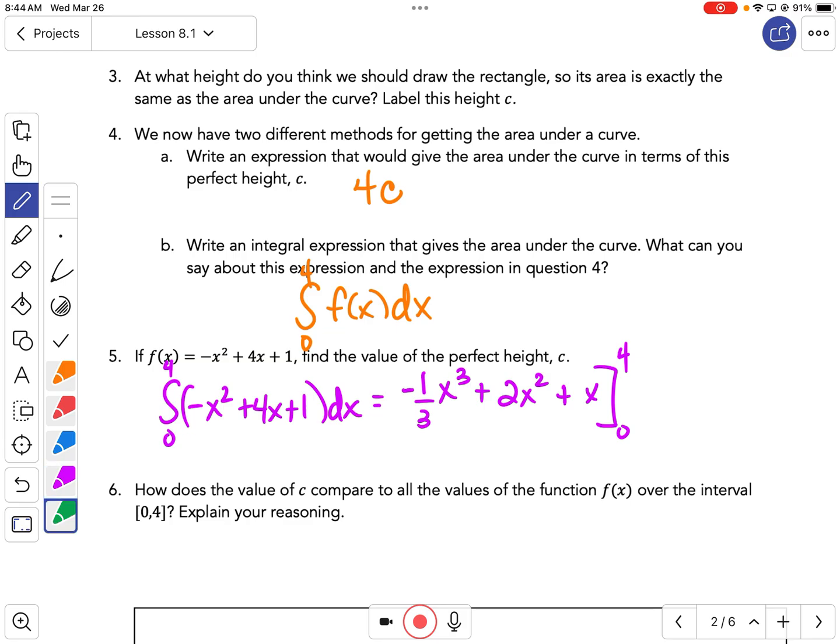Okay. Which value do we plug in first? 4. Okay. So 4 cubed would be 64. So I have negative 64 over 3 plus 2 times 16, which would be 32, plus 4. Okay. Now, this is not going to be a pretty number, all right, in the least. Let's see, this is going to be 36 times 3, 108. Yep, minus 64, so negative 64 over 3 plus 108 over 3.